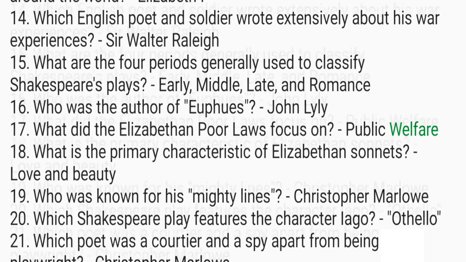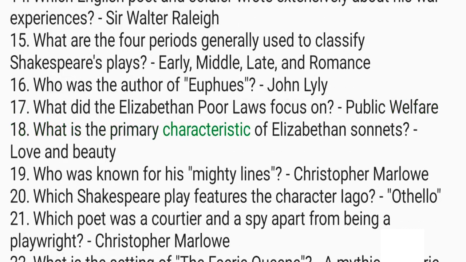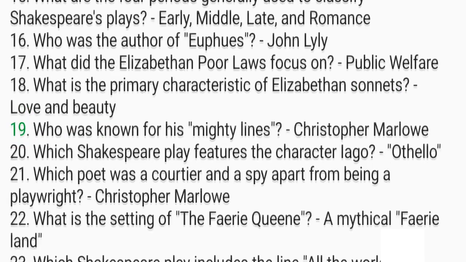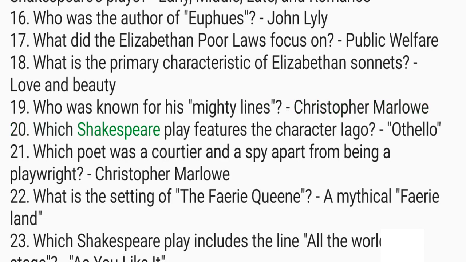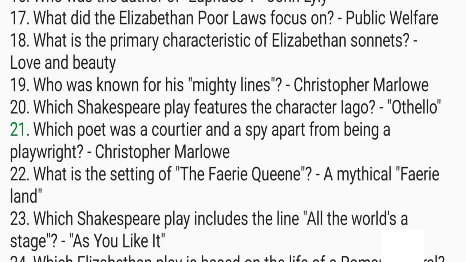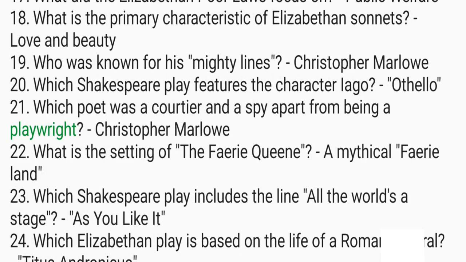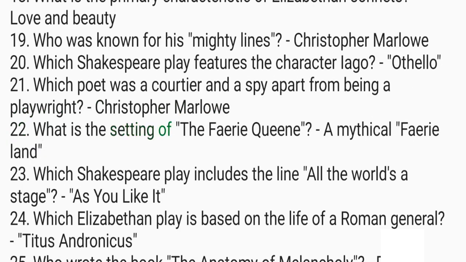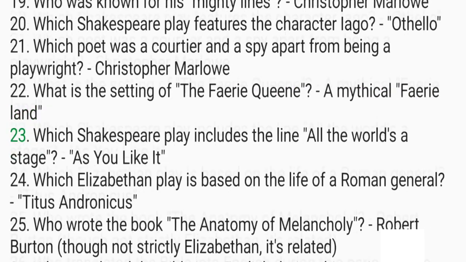17. What did the Elizabethan poor laws focus on? Public welfare. 18. What is the primary characteristic of Elizabethan sonnets? Love and beauty. 19. Who was known for his mighty lines? Christopher Marlowe. 20. Which Shakespeare play features the character Iago? Othello. 21. Which poet was a courtier and a spy apart from being a playwright? Christopher Marlowe. 22. What is the setting of The Fairy Queen? A mythical, fairy land.